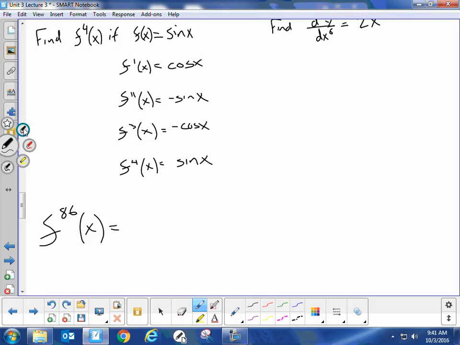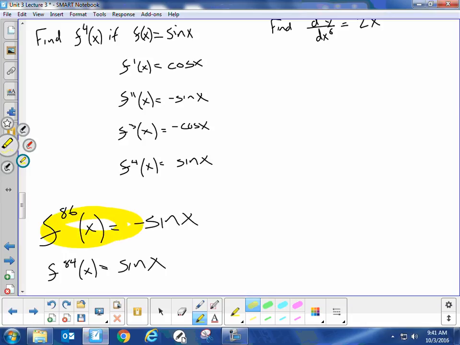All right, what do we get? Nice, 86 mod 4. No, I love it. We know that the 84th derivative is sine, right? Just take two more derivatives. Derivative of sine is cosine, derivative of cosine, negative sine. Okay? Simple, right?